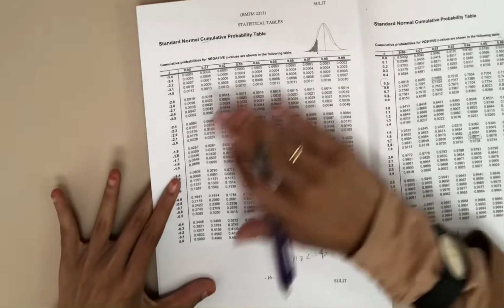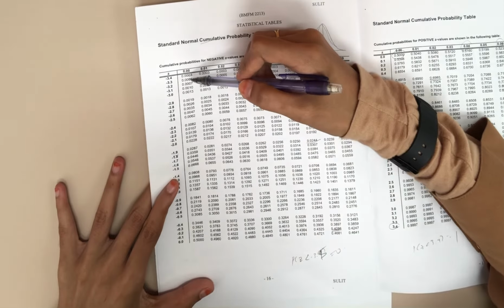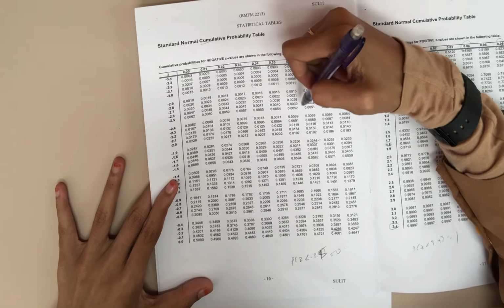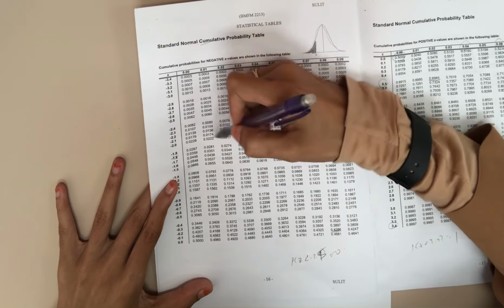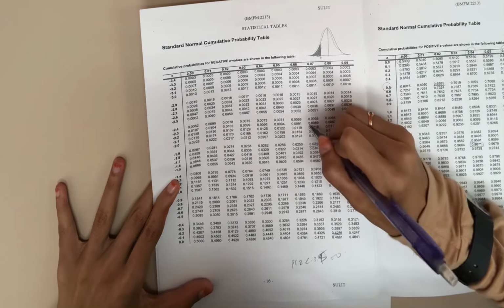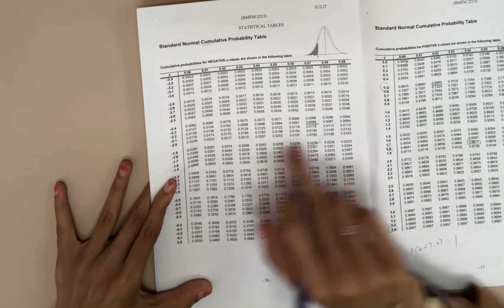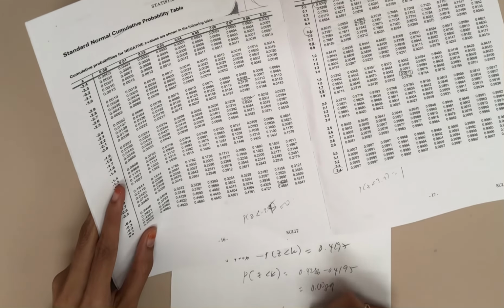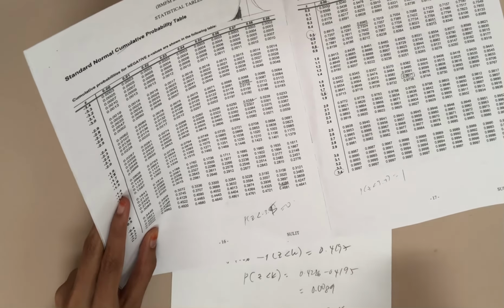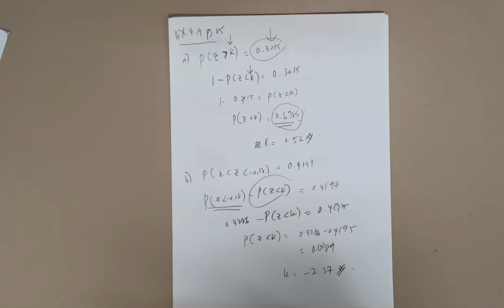So 0.0089, it lies in this area. So 0.0089 here, so it means that it's negative 2.37. So your K is negative 2.37. Okay, class? Alright? Okay, so this is how the process goes, or how we use the table of standard normal.